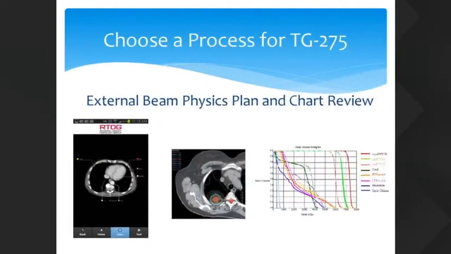So we start with the process, and we discover that there are so many steps in the process of checking a plan and a chart. They could be as simple as MU: is the MU in the plan equal to the MU in the chart? Or it can be as complex as checking tumor coverage or DVHs.